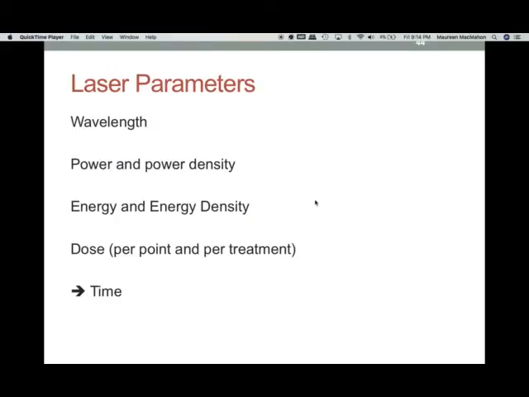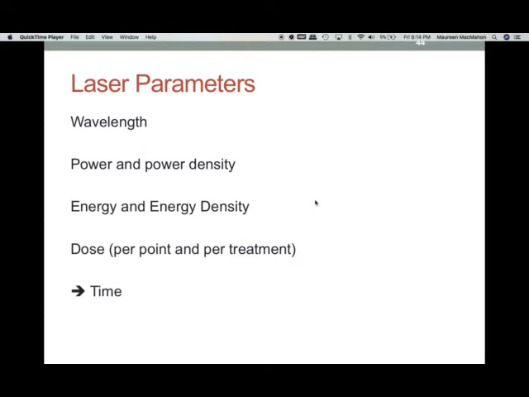So now that we know what laser is, how it's generated, the effect that it has in the tissues, and the clinical goals that we're going to use it for, now it's time to talk about how we're going to actually use this. What are the settings that we're going to use on the machine? What type of laser are we going to use? The choices that we make are going to depend on these specific parameters: the wavelength, the power and the power density, the energy and the energy density, and the dose.